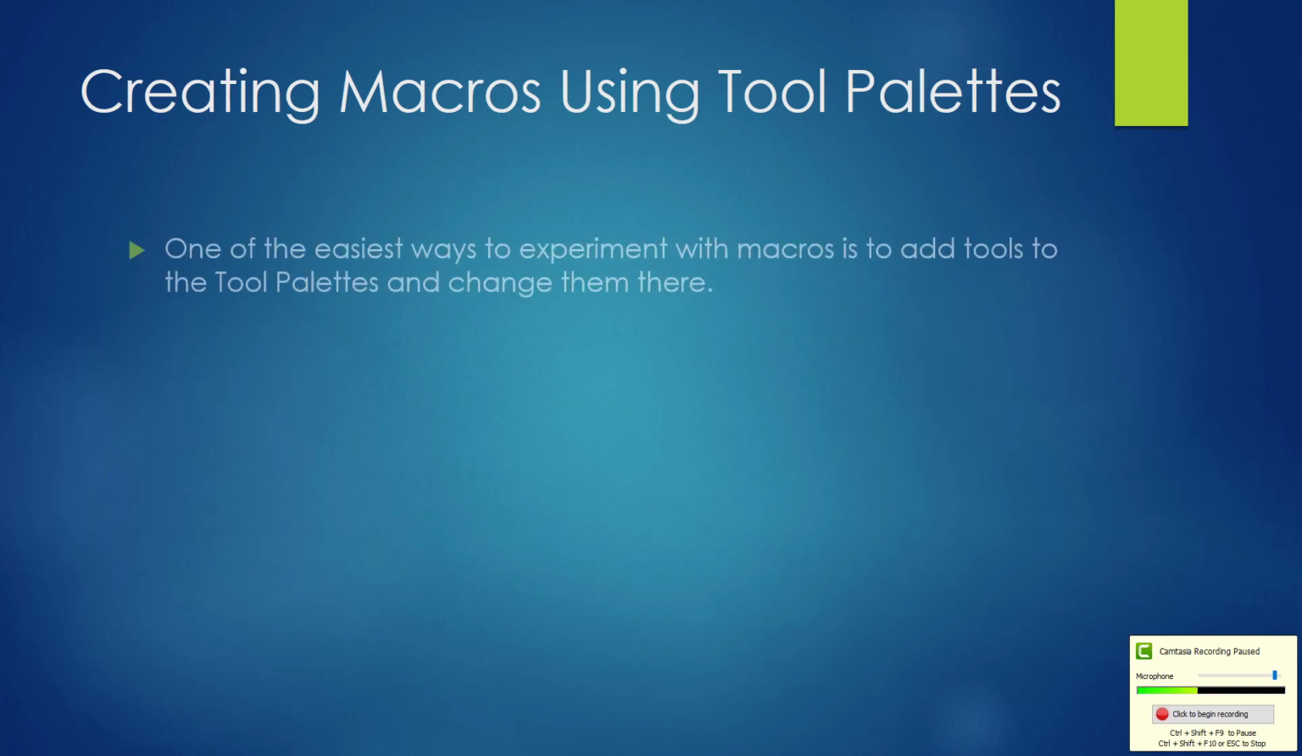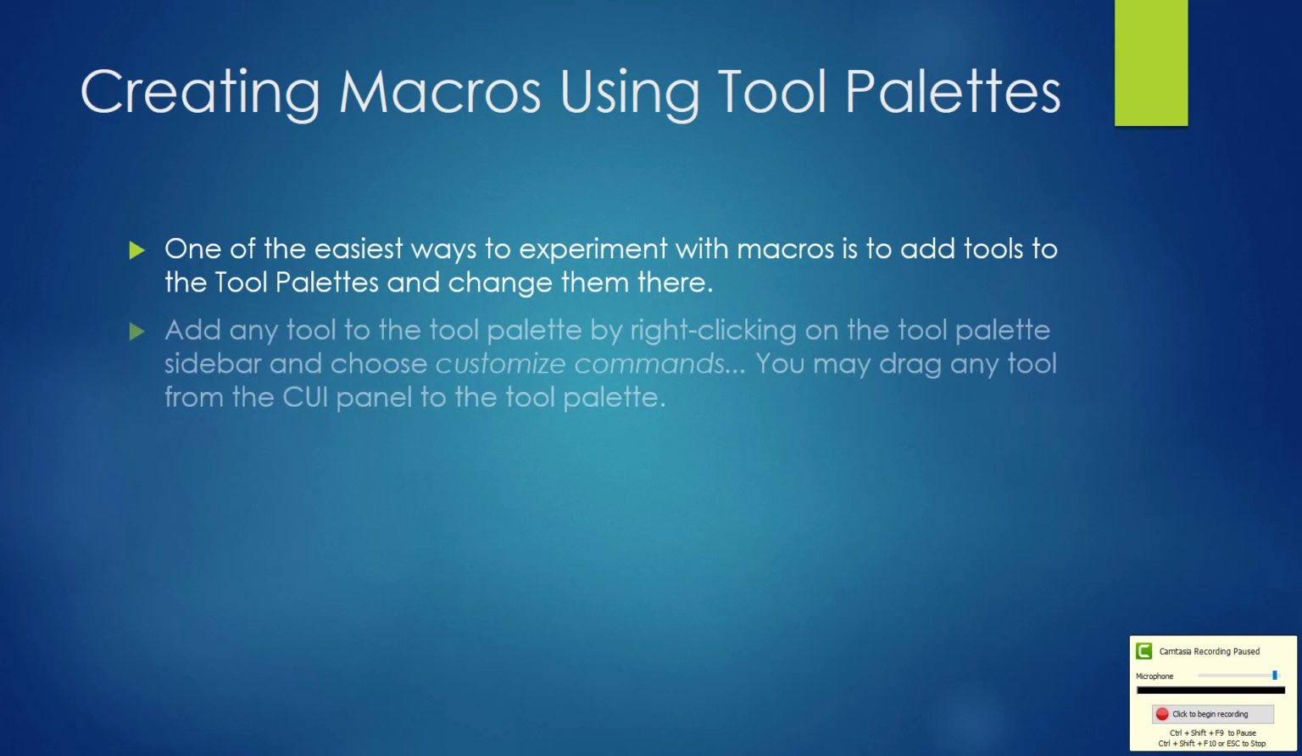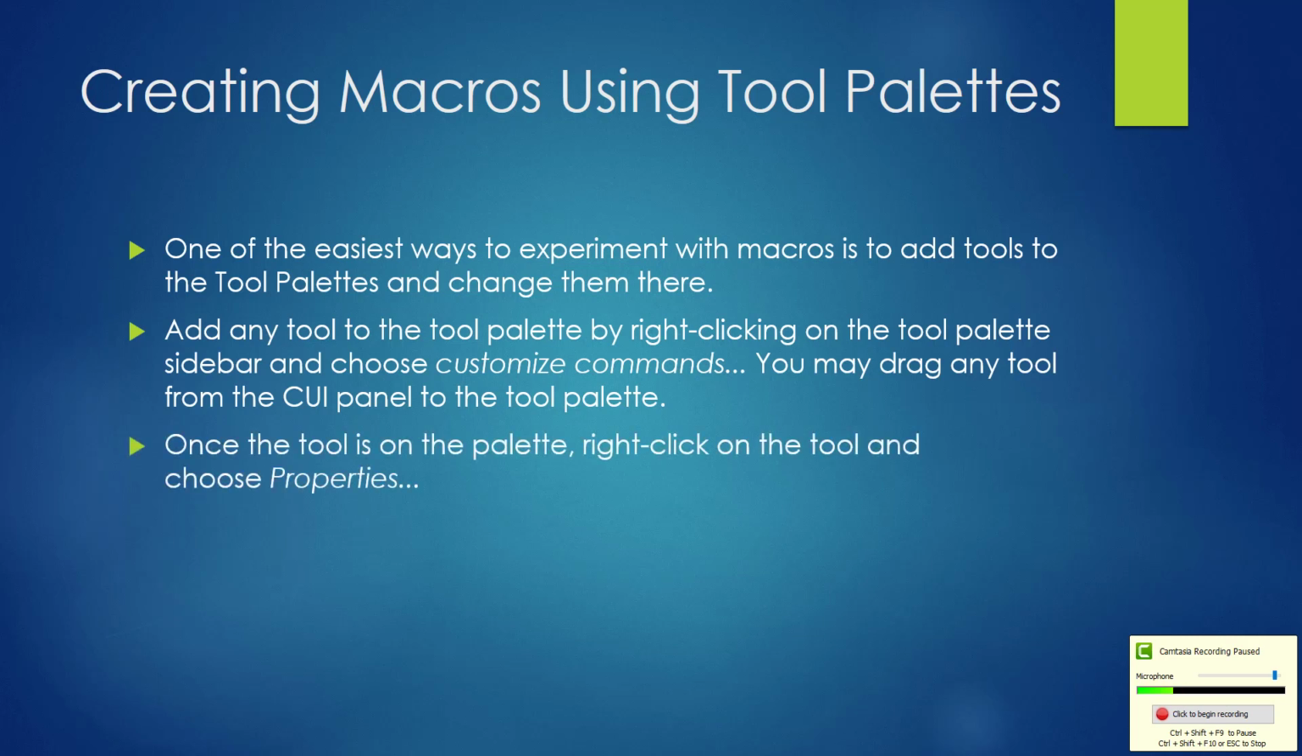Tool palettes are a great way to experiment with macros because you can add tools to the tool palettes and change them there, but they don't change anywhere else. You can add any tool to the tool palette by right-clicking on the tool palette sidebar and choosing Customize Commands, and then you can drag any tool from the CUI panel to the tool palette. Once the tool is on the palette, you can right-click the tool and choose Properties, and the command string in the Properties is the macro.